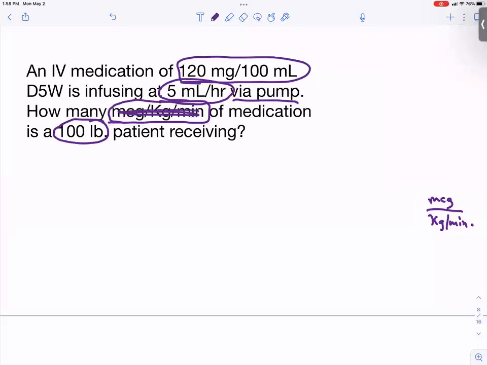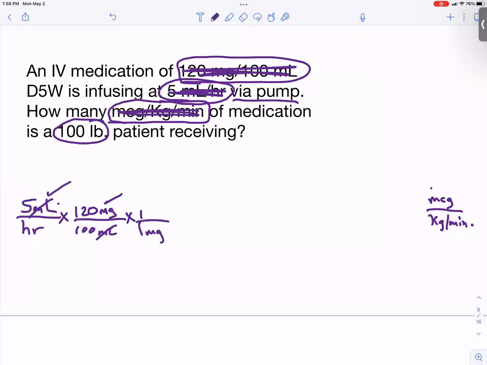We start with the volume over time. That's 5 milliliters an hour. That's how much the doctor prescribed to give. So again, doesn't matter where you start. We can start by getting rid of milliliters. I can use what's in my problem, 120 milligrams and 100 milliliters. That gets rid of my milliliters. I've used this. Now I have to get rid of milligrams and somehow get to micrograms, and I convert 1 milligram is 1,000 micrograms. That gets rid of my milligrams, and I have my numerator, micrograms.